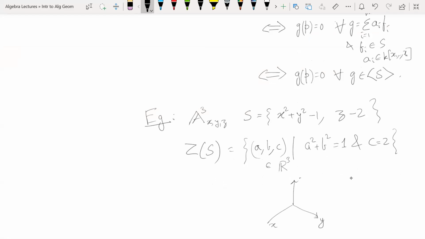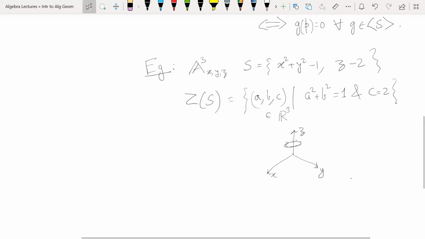X, Y, Z, and there is a circle at height 2. So this is the zero set. If you take the zero set of only one guy, then it's the cylinder. If you take the zero set of the other guy, it's the plane at z equals 2. Hence this zero set is the intersection of these two. So this is what you get.